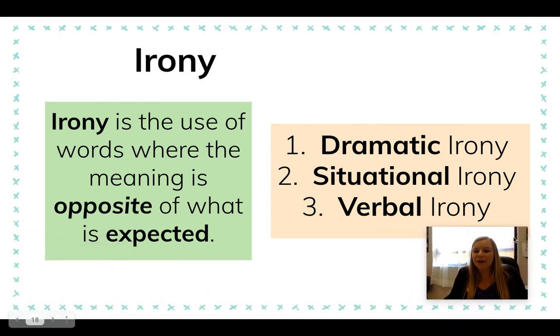Now, irony is where it can get a little tricky because you can see we have 3 different types of irony. But the overall definition of irony in general is the use of words where the meaning is opposite of what is expected. So if you can just remember irony and opposite, you'll be in good shape. But we're going to go through these 3 different types.